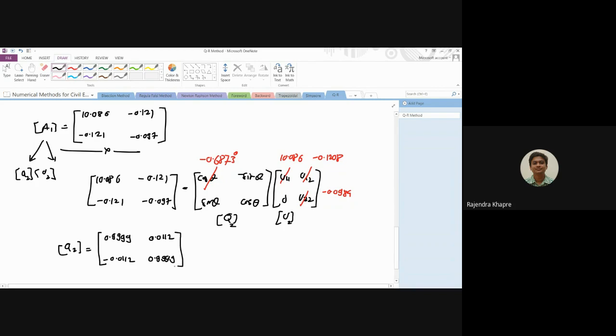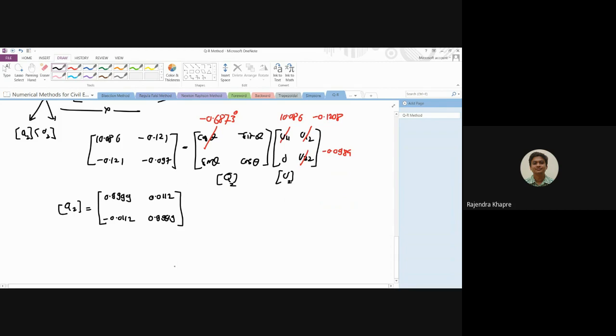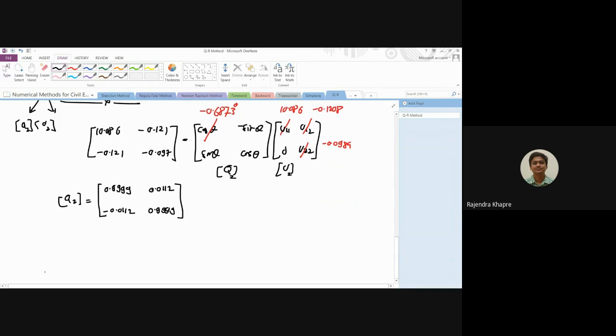So you see your Q matrix is almost the identity matrix, where upper triangle and lower triangle both are very close to 0. This is an indication that we are arriving at the correct solution. Once the values of Q2 and U2 are calculated, now we can generate this A2 matrix by multiplying U2 with Q2.